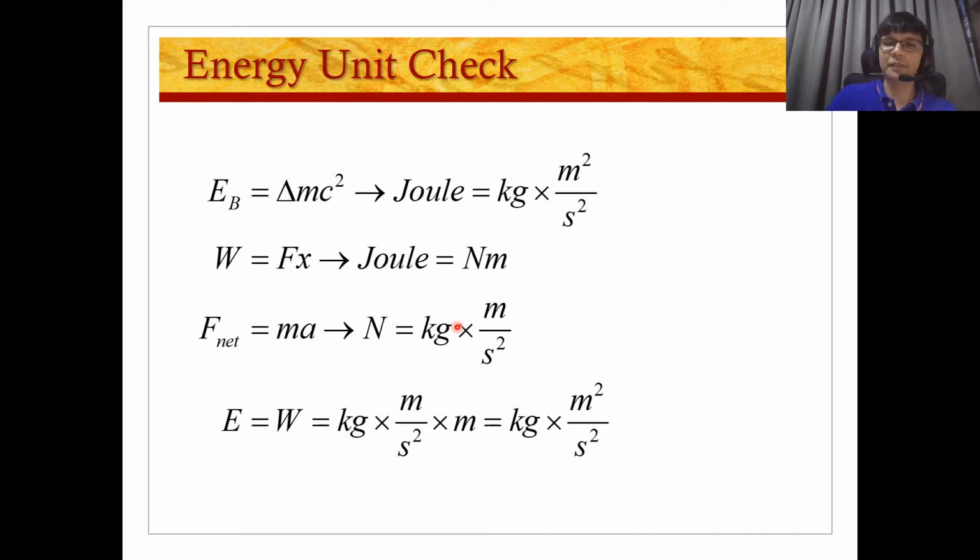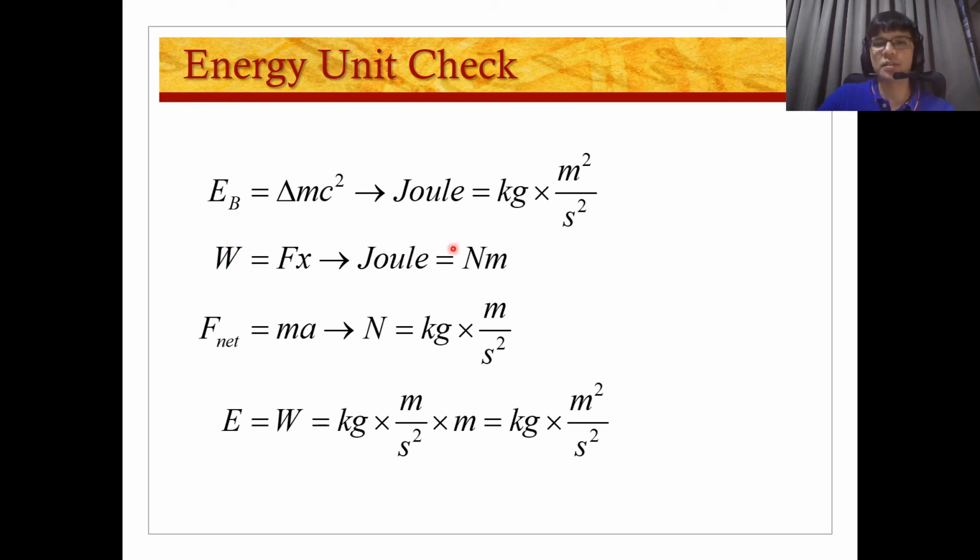Before we proceed further, let's do a quick unit check to make sure that E equals mc squared is dimensionally consistent. On the left hand side, we have energy, and the unit of energy is joules. On the right hand side, we have mc squared. m is mass, so we have kilograms, and c squared is meter squared per second squared. One way of getting energy is by calculating work done, so I can use work done to find the units of joules.